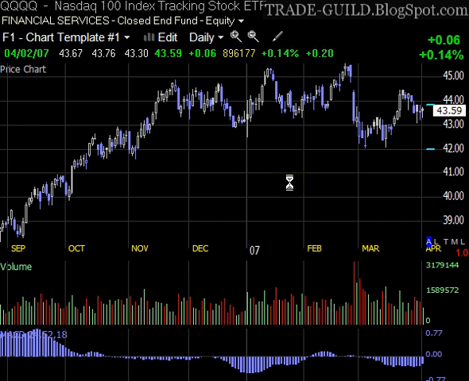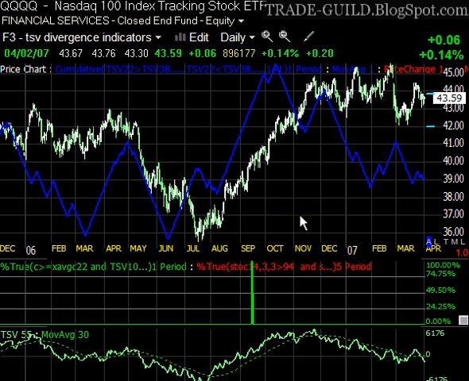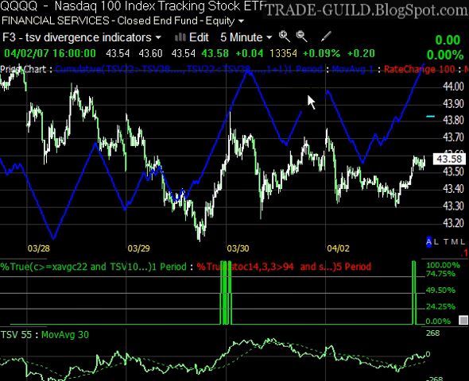So if we take a look at 3C real quick, you can see it called this top over here with this negative divergence. It also called this little rally over here with a little positive divergence on this fall. But you can see it also showed that this rally just didn't go very far. Let's take a look at some shorter time frames on this 3C.